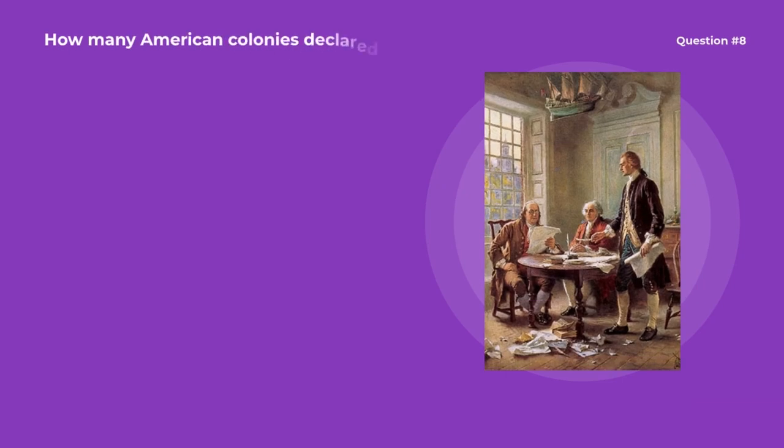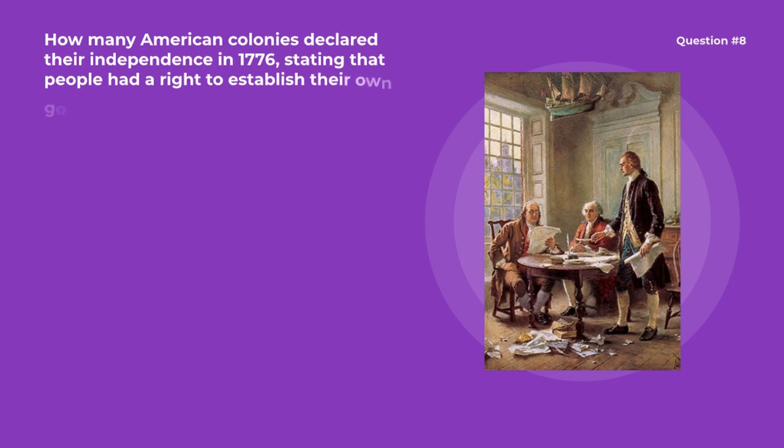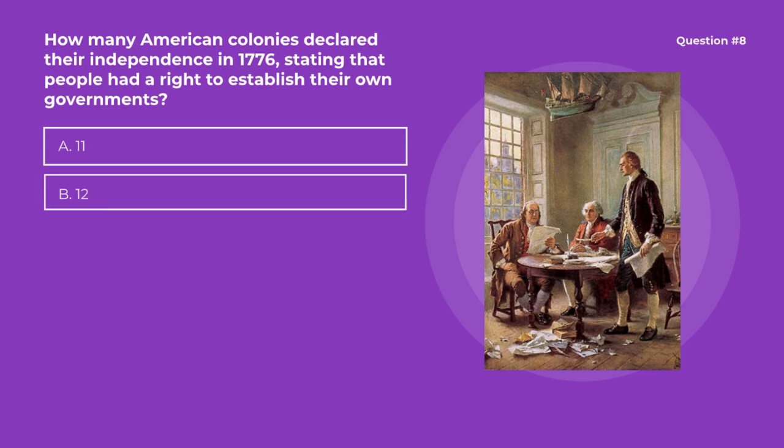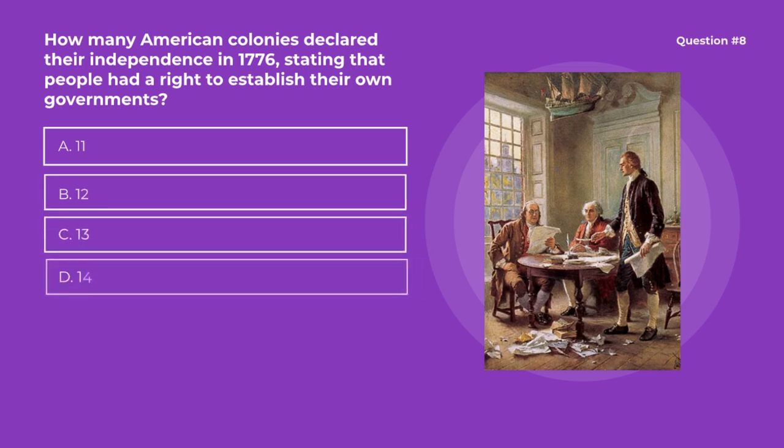Question number 8. How many American colonies declared their independence in 1776, stating that people had a right to establish their own governments? Options are A. 11, B. 12, C. 13, D. 14. Correct option is C. 13. 13 American colonies declared independence from Britain in 1776.